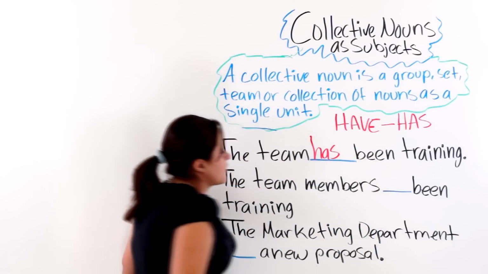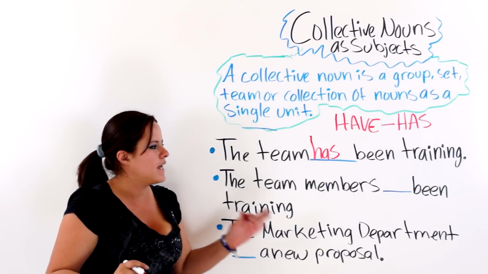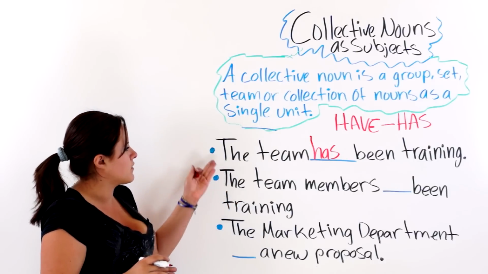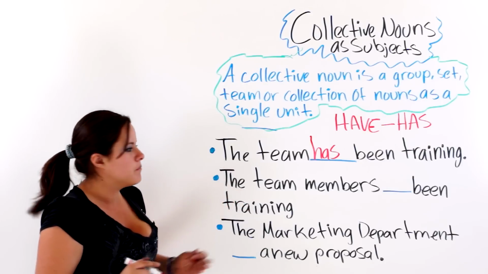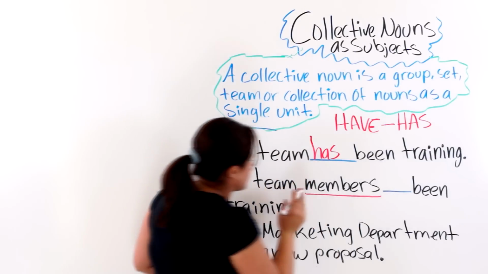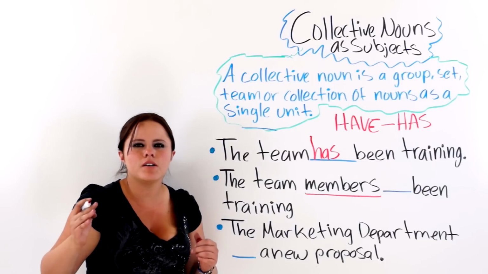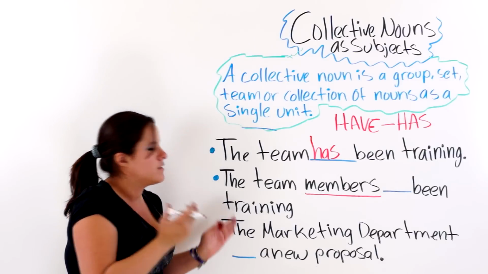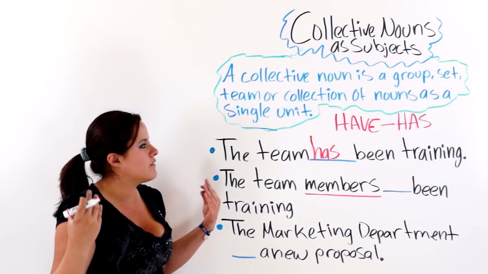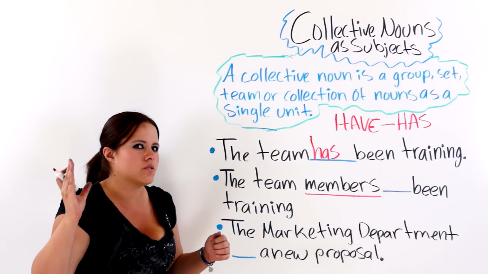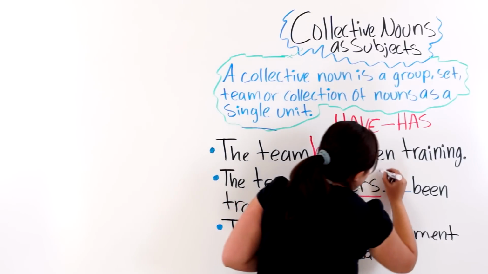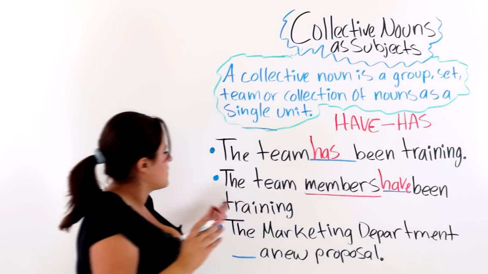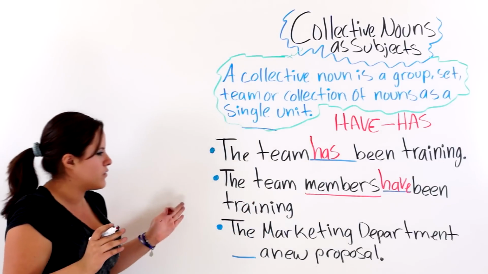Has. The next one says the team members blank been training. Now this is almost the same collective noun, the team members, but members here is breaking down the collective noun into separate elements. So now the elements in this collective noun are working separately. So instead of has, we are going to use have, right? Have. The team members have been training. Okay?